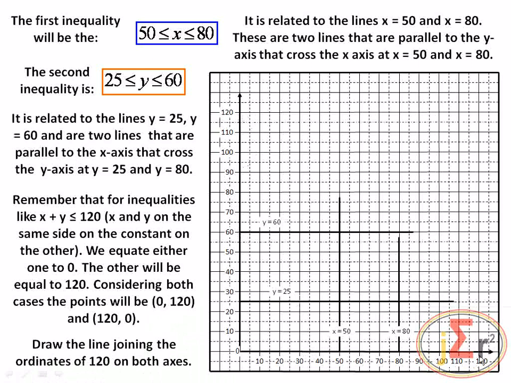So draw the line joining the ordinates of 120 on both axes. So the line is going to go from this point to that point. And that is our line. X plus y is equal to 120.